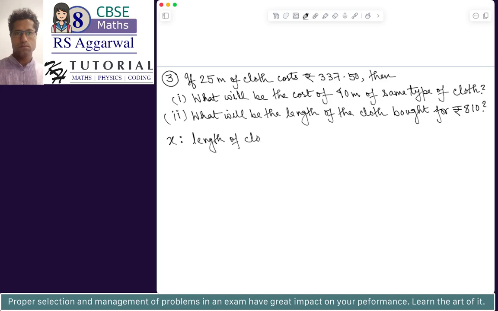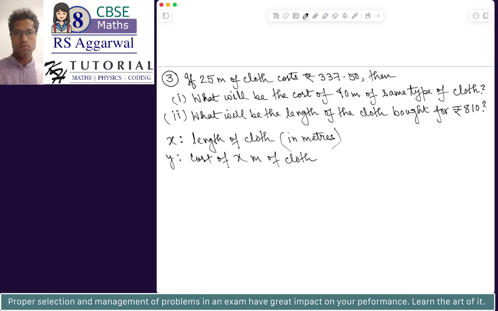cloth. Now the cloth is of same type. So whenever it is given that what will be the cost of 40 meter of same type of cloth, we are talking about a specific type of cloth, that is, the quality of the cloth is same. So if we consider x to be the length of cloth in meters, and y to be the quantity which is the cost of x meter of cloth.